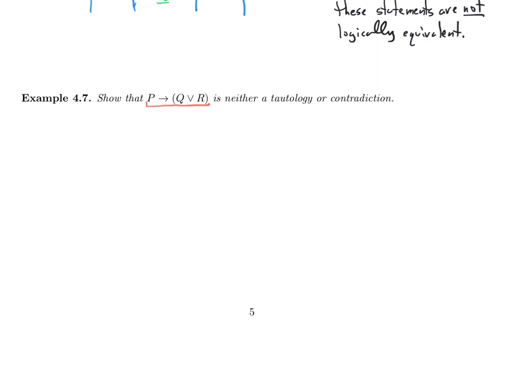So maybe pause the video now and see if you can find choices of truth values for P, Q, and R. You'll need two sets of them. So that in the first set, the expression is true here. And in the second, the expression is false. So pause the video and see if you can figure that out.